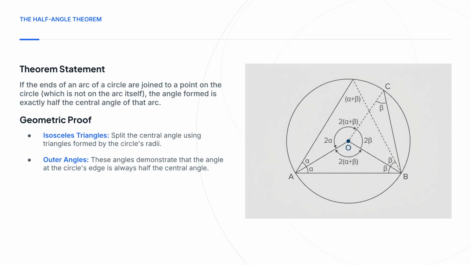Next is the half-angle theorem. This states that, if the ends of an arc are joined to a point on the circle, the resulting angle is exactly half the central angle of that arc. This is proven using the properties of isosceles triangles and outer angles.